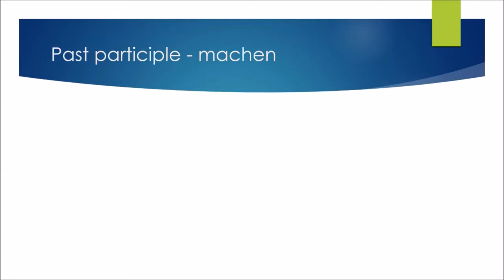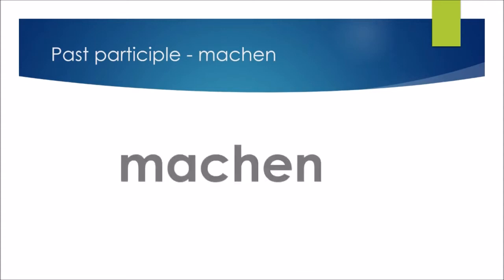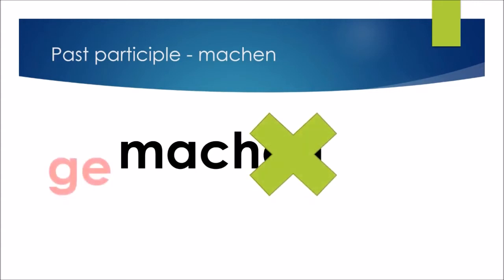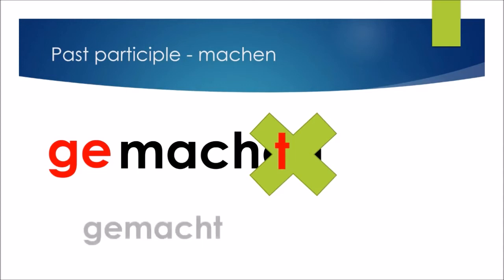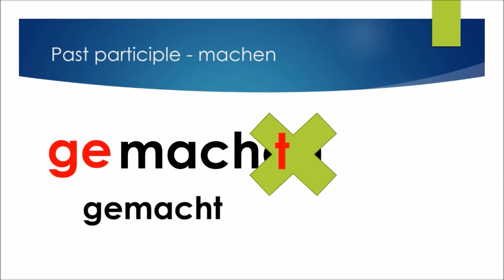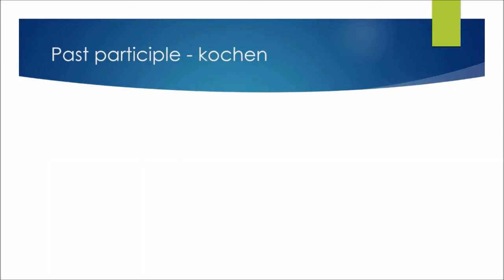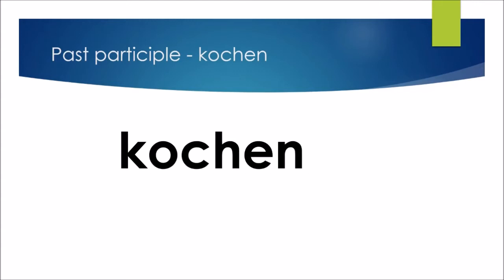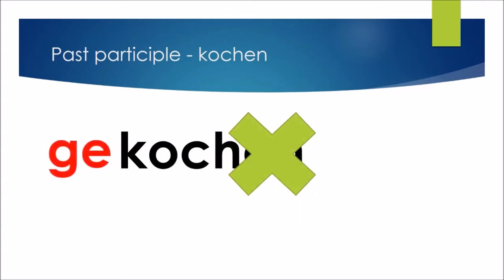Let's do it again with machen, to make, to do. We get rid of the en, we add a ge and a t, and we have gemacht. Kochen, to cook. If you want to say you've cooked, how do we form the past participle? Get rid of the en, add the ge at the front, the t at the end, and you have gekocht.